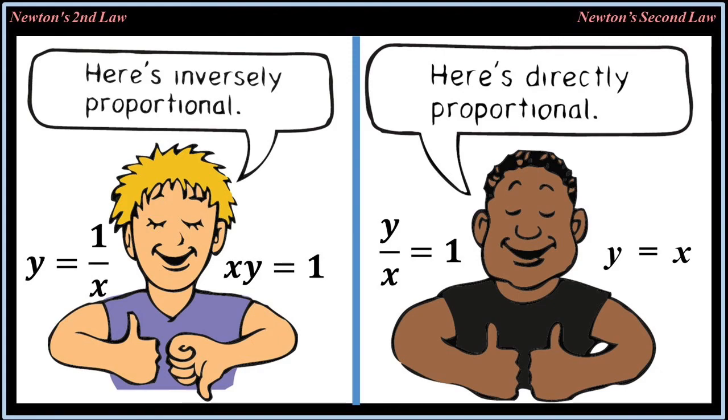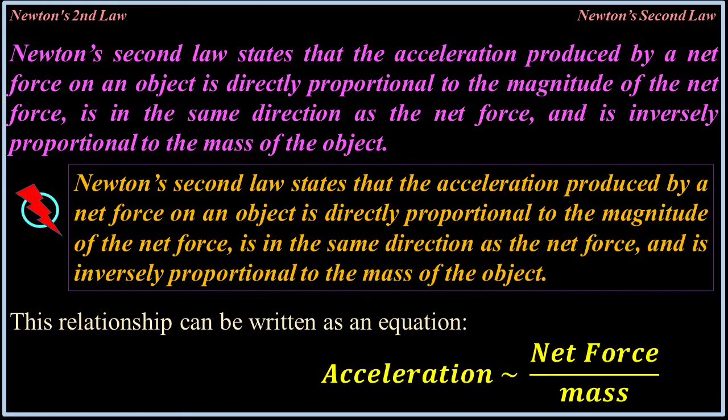Here is inversely proportionate and directly proportional. So y equals 1 over x, and xy equals 1. That's an inversely proportional relationship. And y over x equals 1, or y equals x, that is proportionate.